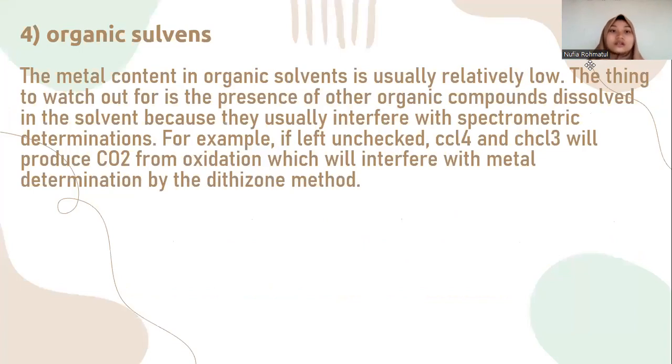And then number four, organic solvents. The metal content in organic solvent is usually relatively low. The thing to watch out for is the presence of other organic compounds dissolved in the solvent because they usually interfere with spectrometric determination. For example, if left unchecked, CCl4 and CHCl3 will produce CO2 from oxidation, which will interfere with metal determination by the digestion method.